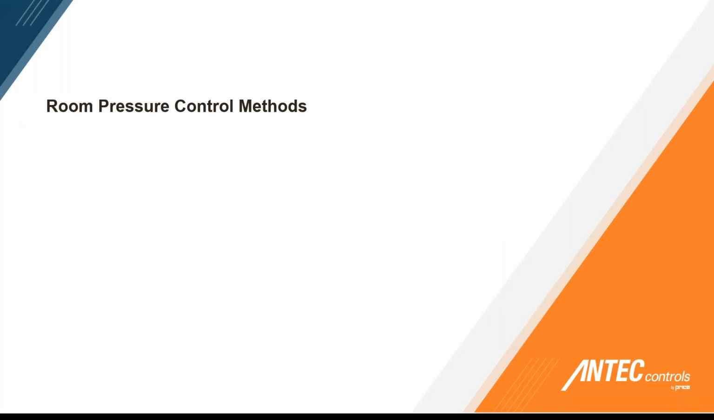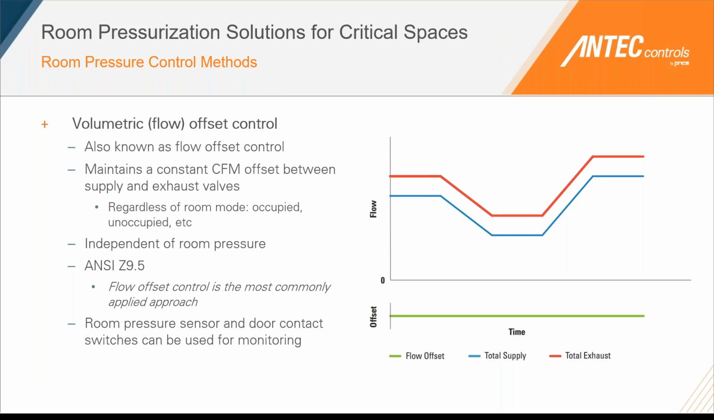So now that we've talked about the applications that you may see in these critical spaces, we're now going to start to talk about the room pressure control methods. There are typically going to be two main types of room pressure control methods. The first we're going to talk about here is volumetric offset control. This is also known as flow offset control.